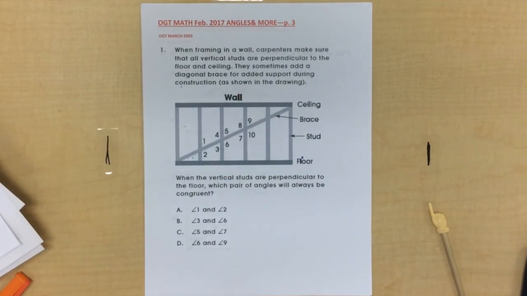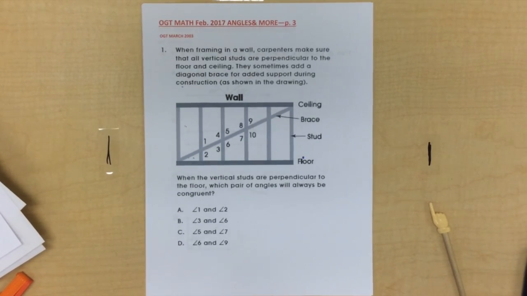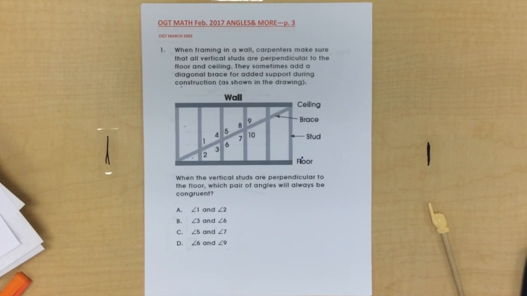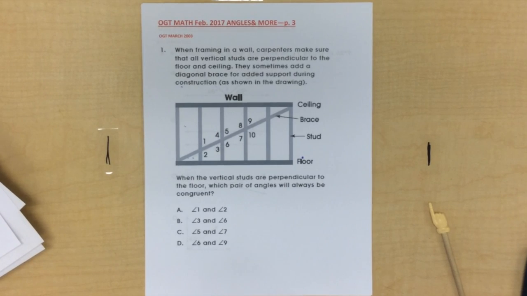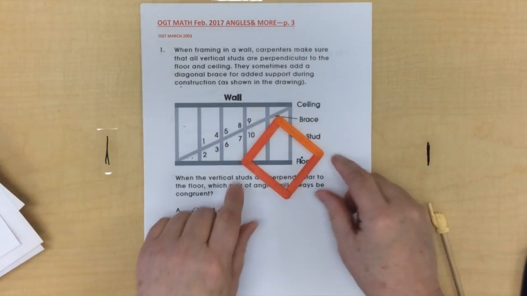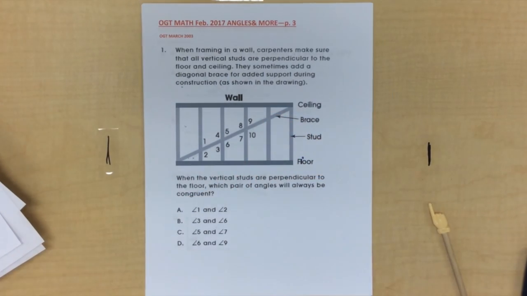When framing a wall, carpenters make sure that all vertical studs are perpendicular to the floor and ceiling. They sometimes add a diagonal brace for added support during construction. Otherwise, things can flop over. You've seen what can happen if you're not careful. Like if you have a square, even though you think you have your nails in tight, if you have a square and don't support it, it can flop and turn into a rhombus. So that's why they sometimes use that brace.